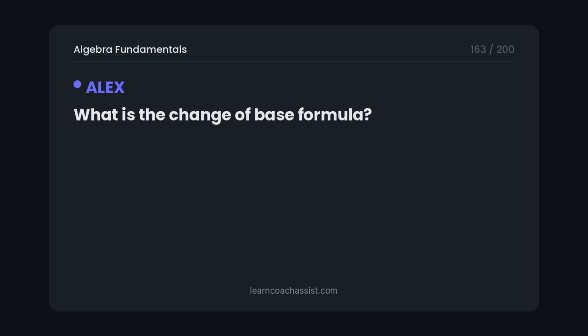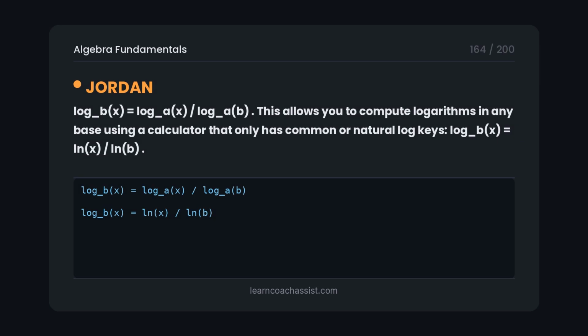What is the change of base formula? Log_b(x) equals log_a(x) / log_a(b). This allows you to compute logarithms in any base using a calculator that only has common or natural log keys. Log_b(x) equals ln x / ln b.